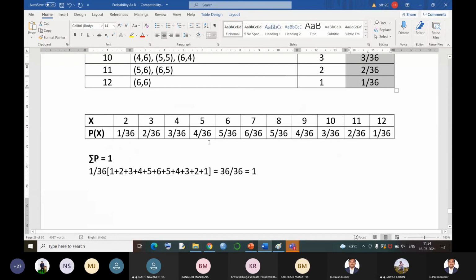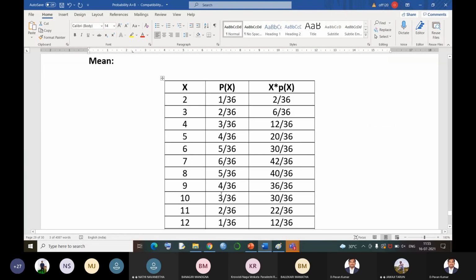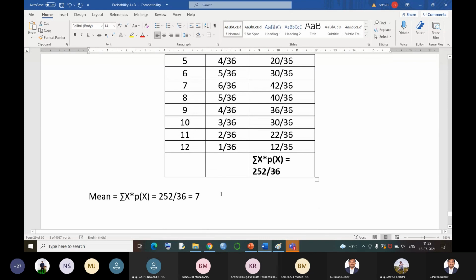Now, before solving the mean of this distribution function, I have to find out whether this is a probability distribution function or not. For that, I found out whether the total probability is equal to 1 or not. Yes, I got the answer as 1. Then I continued with the calculation of mean. Finally, I got 252 divided by 36. So the final answer is 7. That is how we find the mean for any given distribution.